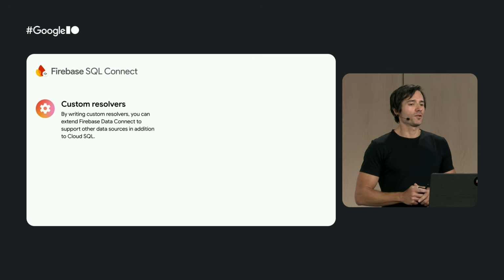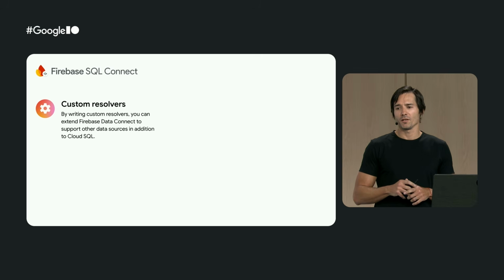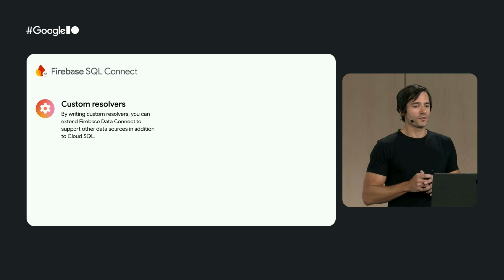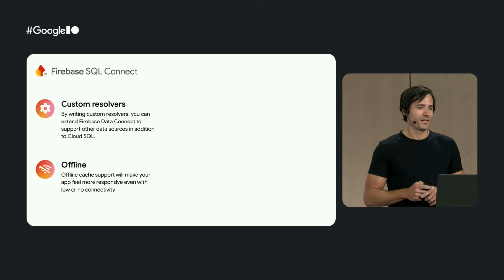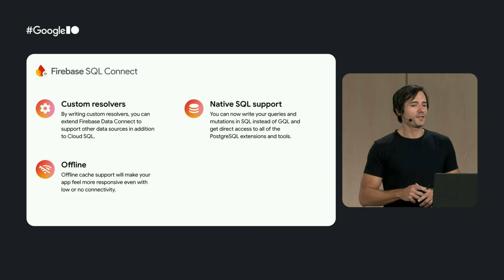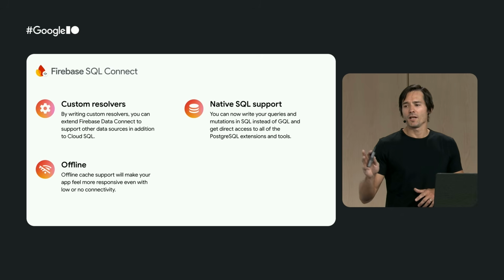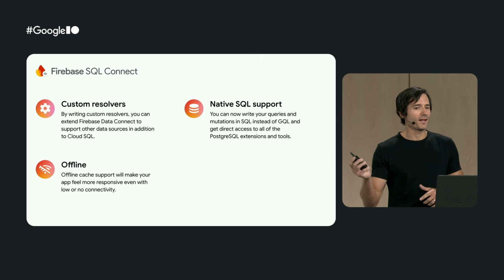The first thing is custom resolvers. Custom resolvers lets you expand the data sources available to SQL Connect on top of Cloud SQL. With that, you can use the data from those data sources in queries and mutations. Offline cache lets your applications continue to be responsive, either in no or low connectivity situations. Native SQL support. Now you can use the full expressiveness of SQL to write your queries and mutations. And with that, get full access to all Postgres extensions.